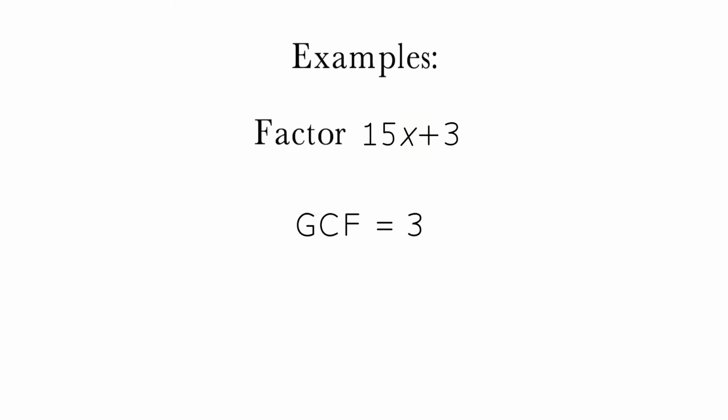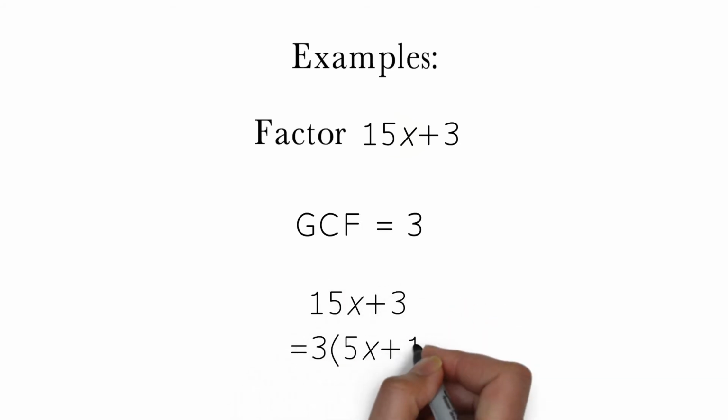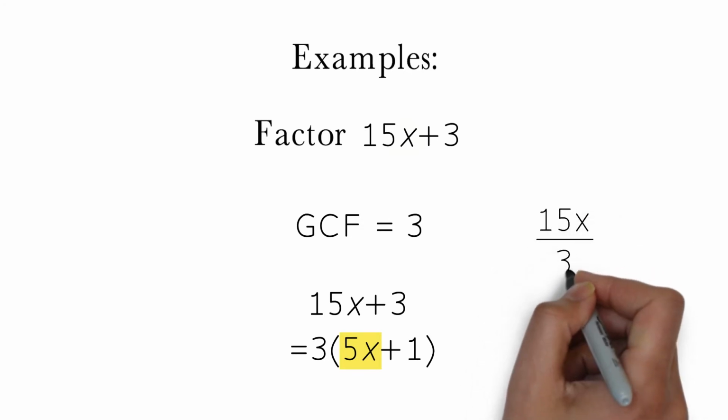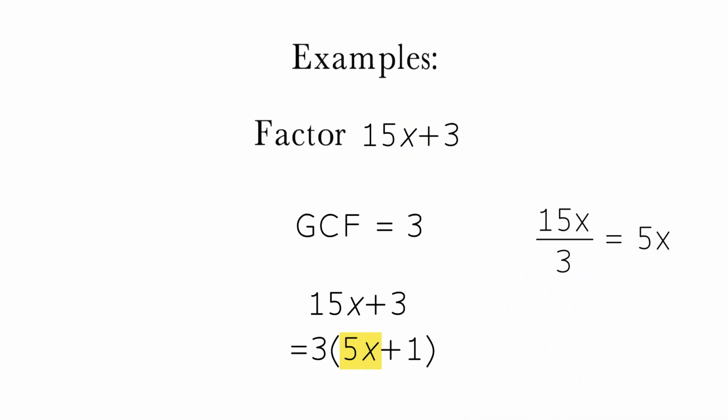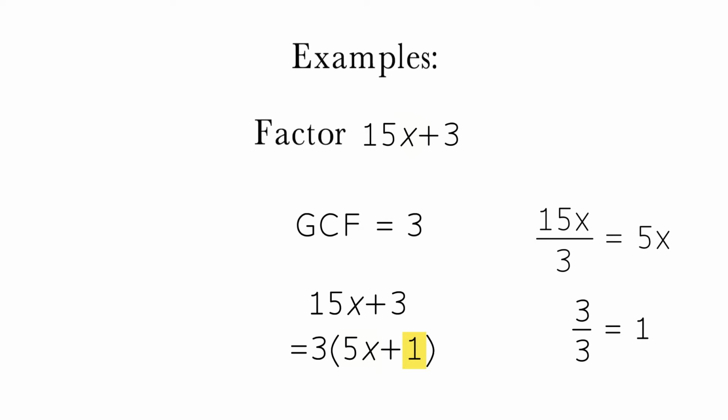By factoring out the greatest common factor, the expression 15x plus 3 can be factored as 3 multiplied by 5x plus 1. The first term in the brackets was obtained by dividing 15x, the first term in the original expression, by the greatest common factor of 3 to produce 5x. Similarly, the second term in the brackets was obtained by dividing 3, the second term in the original expression, by the greatest common factor of 3 to produce 1. When factoring by the greatest common factor, we are really dividing each term in the original expression by the greatest common factor to express it as a product of 2 expressions.